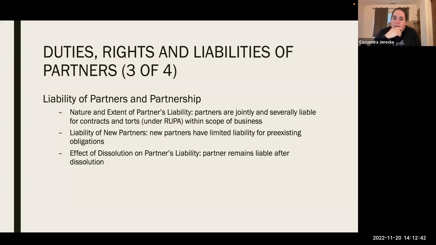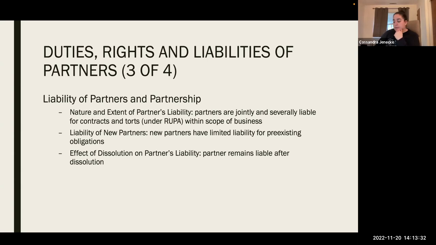And so these are good ones to talk about in here because RUPA and the UPA deal with some of this stuff differently. So for example, when we talk about the nature and extent of a partner's liability, under RUPA, partners are jointly and severally liable for contracts and torts within the scope of business. So even where an individual engages, let's say, in an intentional tort, like a battery, an assault, sexual misconduct, even if you're not the partner that engaged in that conduct, under RUPA, you as a partner to the partnership are responsible, and so is the partnership.